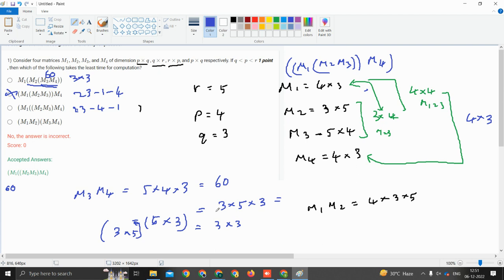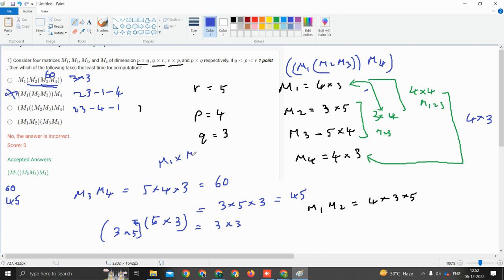You understand what is happening, Pooja? After 60, what's happening here? 3 cross 5, cross 3. So what is the total here? 15 into 3, which is 45. You have 45 operations for the second multiplication. Now we do the total multiplication.